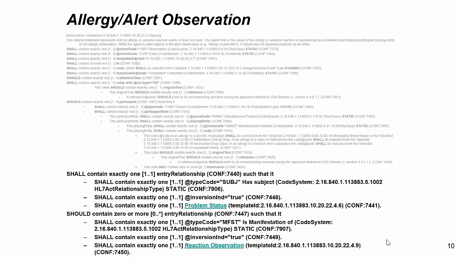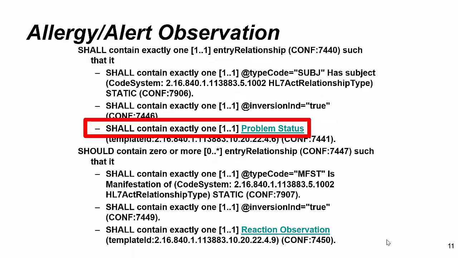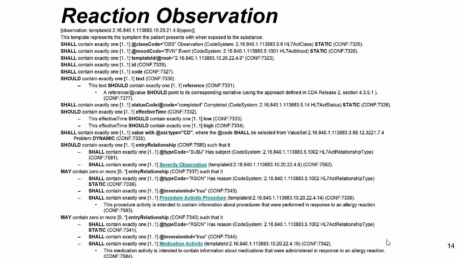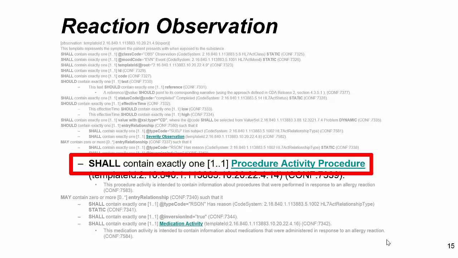So you go to the page describing the rules for allergy alert observation, and you see this kind of long list, which tells you that you need a problem status and a reaction observation. So you go to problem status, and you see another long page of rules. And you go to reaction observation, and you see another long page of rules, and then you look. Well, a reaction observation has to have exactly one procedure, activity procedure. Now, I'm assuming that eventually, if we drill down even further, we will need a procedure, activity procedure, activity procedure.